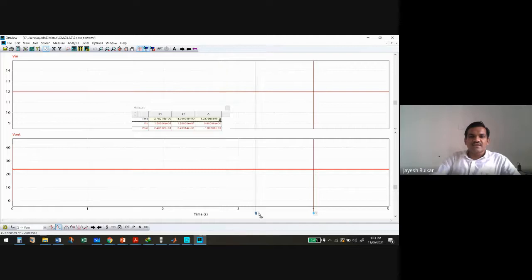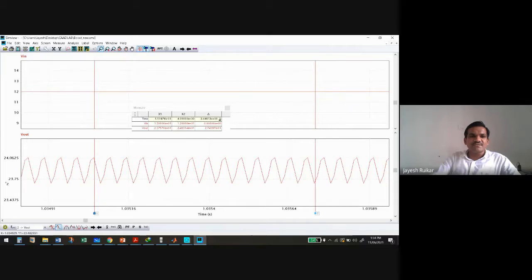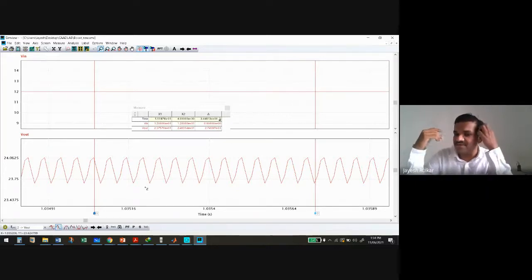In all these pulses, this is the ripple you can see. You can minimize this ripple. The ripple is from 23.75 to 24. You can minimize the ripple by increasing the capacitor value, or other filters are also there. For that purpose, you need to study the filter designing part. So just for the basic boost converter, it is like this.